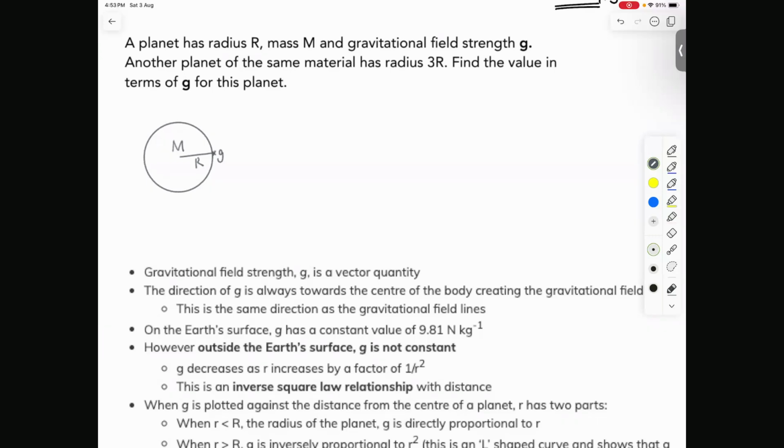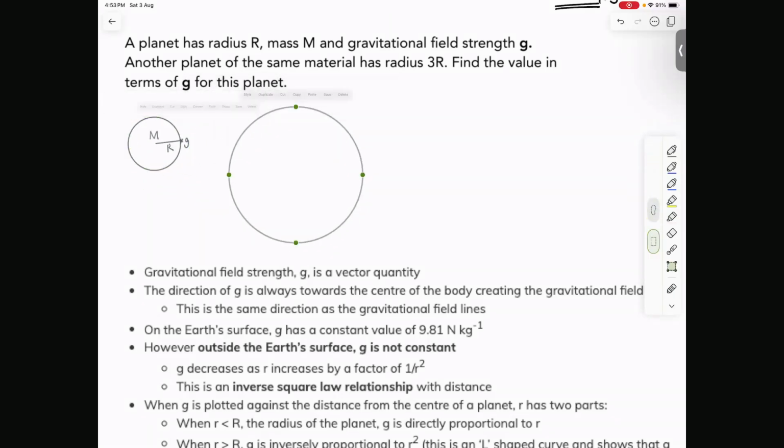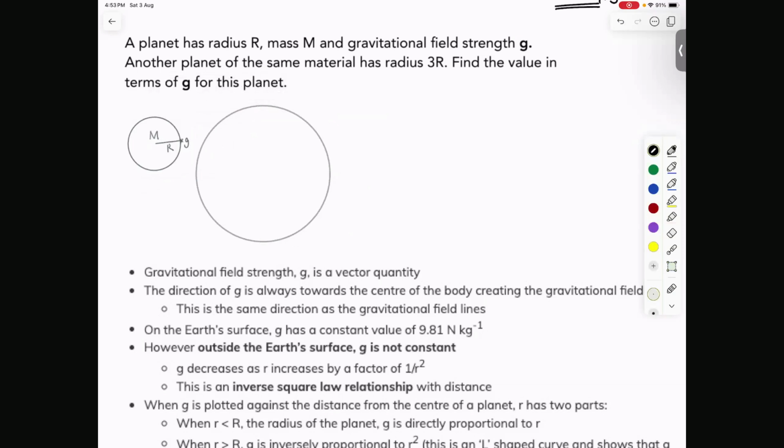Another planet of the same material. So our planet is the same material, much bigger. Okay, 3 times bigger. So that's the other planet. Its radius is 3r, and g value is g'. এটা বের করো.